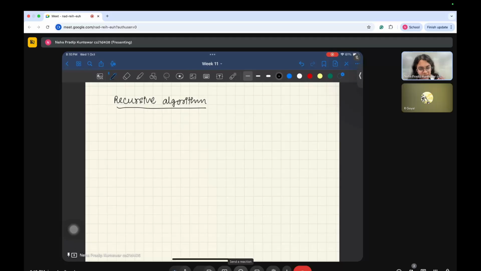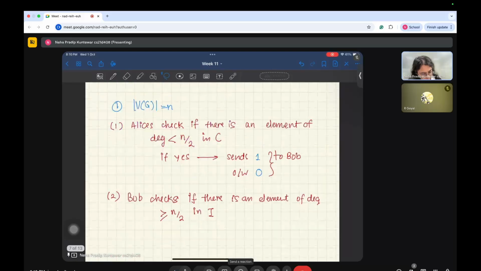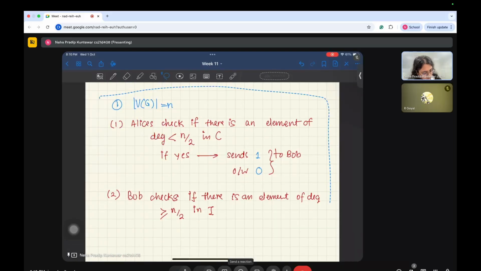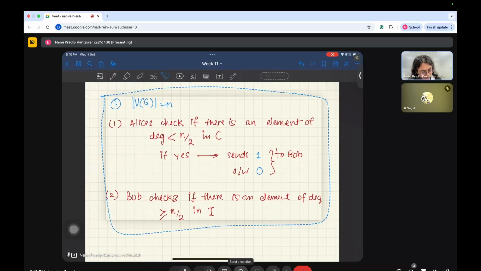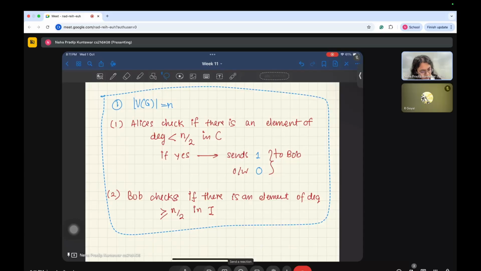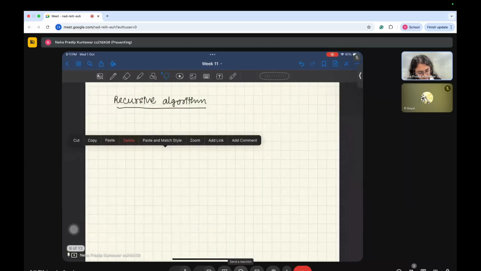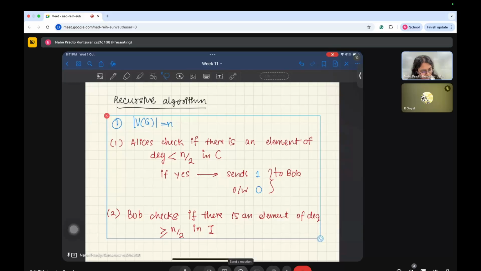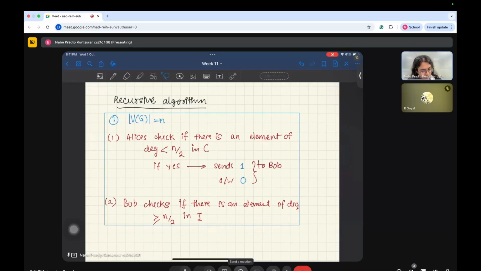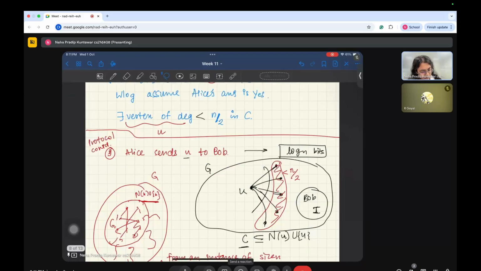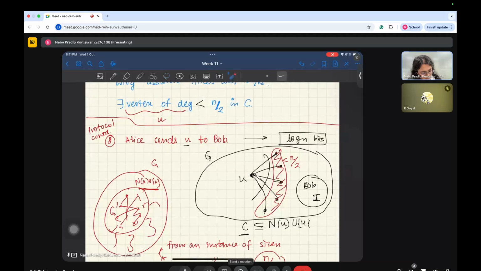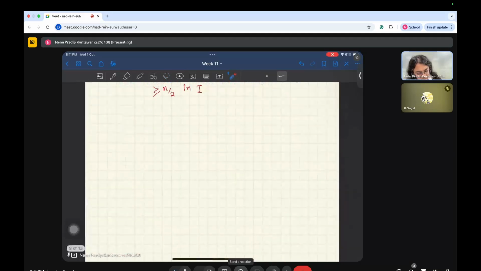So I'll just write two steps, then we will analyze this. I'll just copy some part of it, just want to make sure that everything is on the same page. And then we say this part. Okay, this part I'll just write again.